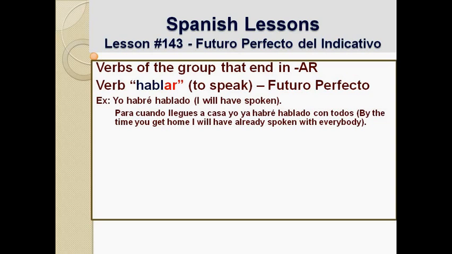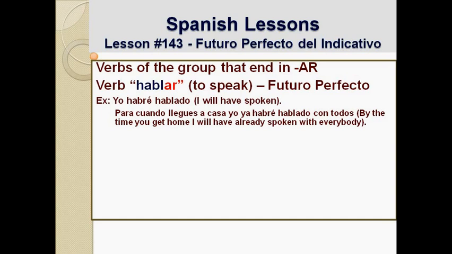Here we have a sentence where we can see when and how this tense is applied, okay? Listen well. Para cuando llegues a casa, yo ya habré hablado con todos. Again, para cuando llegues a casa, yo ya habré hablado con todos. This means, by the time you get home, I will have already spoken with everybody.